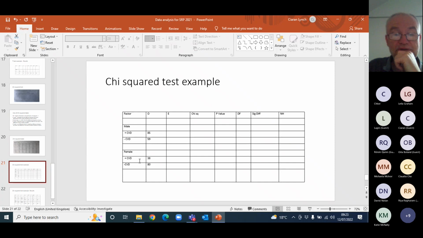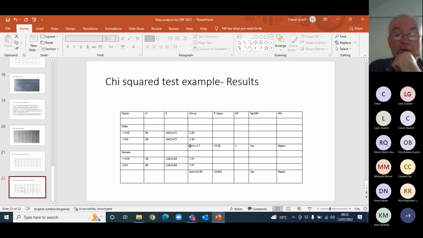Same with the females. I can do 38 plus 80 and then divide by 2. So if we go to this one, look at what we've done in the chi-squared example. 85 plus 59, 144. Divided by 2 gives you 72. So the expected result for males with CVD is 72.